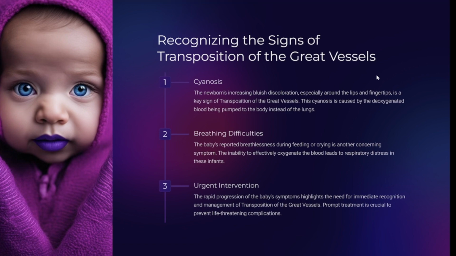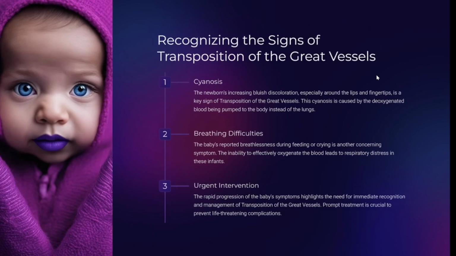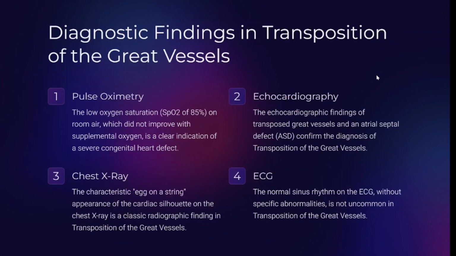Pulses: diminished femoral pulses compared to brachial pulses. Respiratory: mild subcostal retractions with no added sounds on auscultation. Diagnostics: pulse oximetry revealed an SpO2 of 85% on room air, which did not significantly improve with supplemental oxygen.